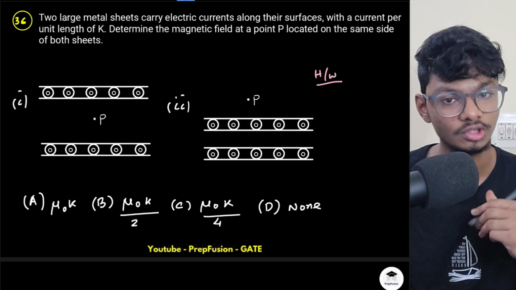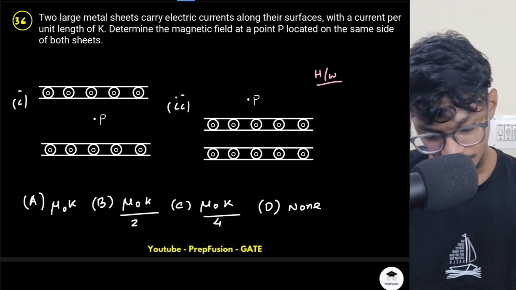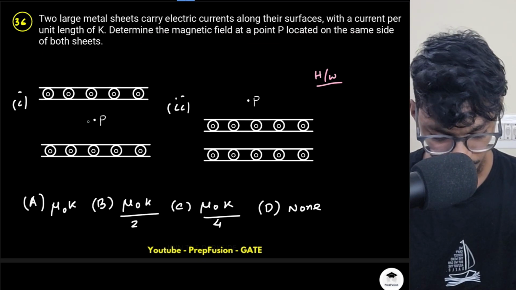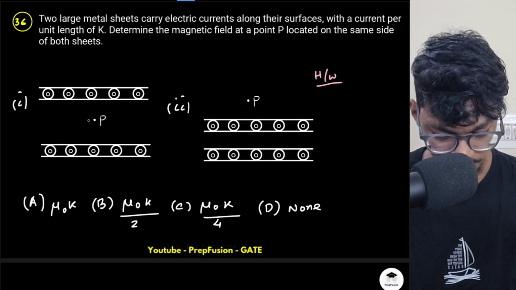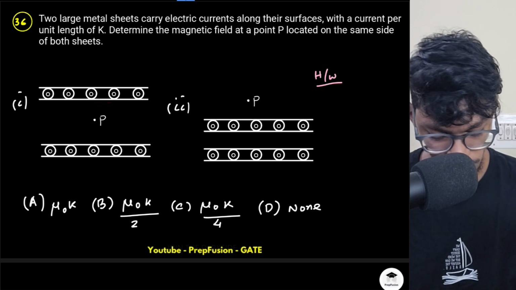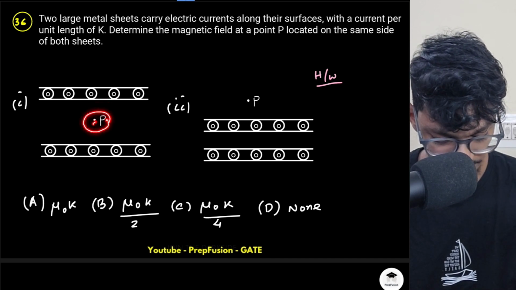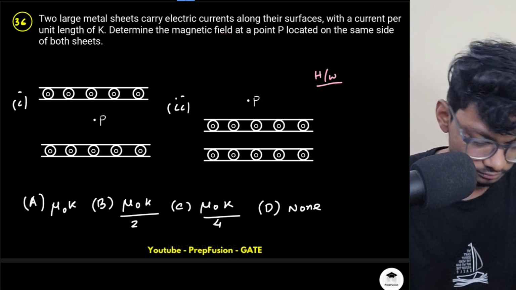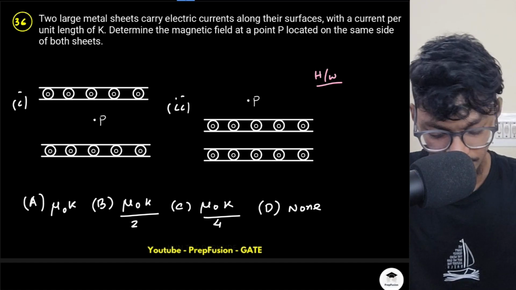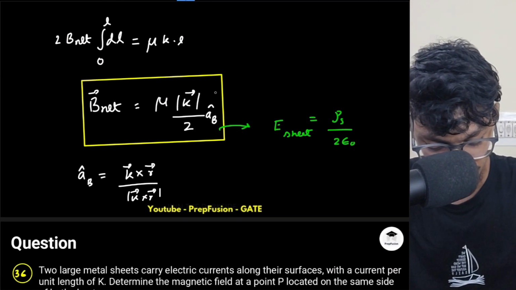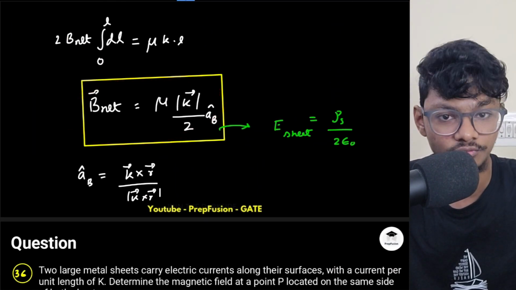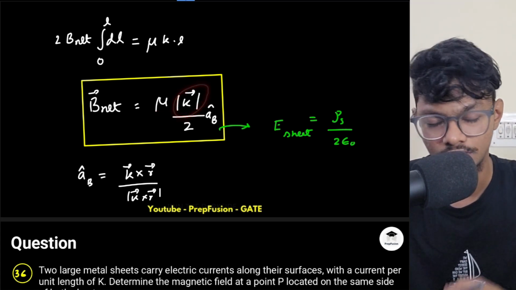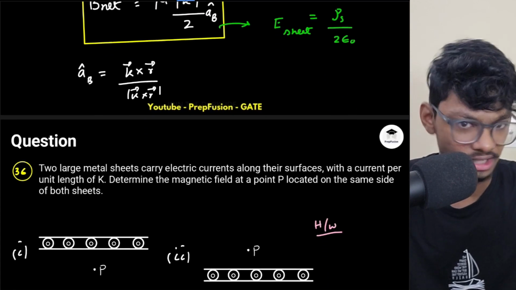The direction is coming towards me. I will take care of the direction later on. Determine the magnetic field at a point P located on the same side of both sheets. If the point P is located here in the middle, and for case 2 it is located outside, what will be the magnetic field? Remember this formula: the magnetic field for an infinite sheet was mu times the magnitude of the surface current density divided by 2. Direction I can take care of later.